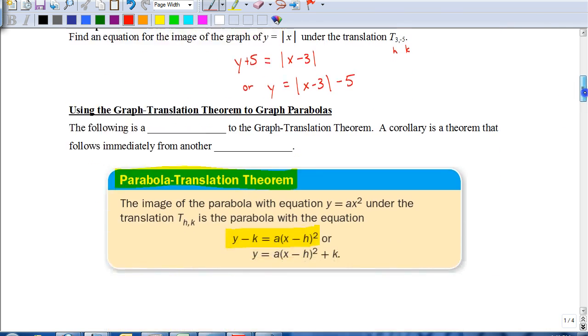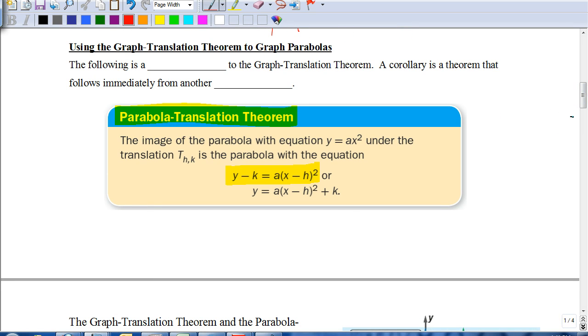Now from that we can apply this also to parabolas. That's what this parabola translation theorem does. Our general form, or our parent function for a parabola is y equals ax squared. All other parabolas are based on that. So, using this graph translation theorem, I would replace y with y minus k. I'm going to replace x with x minus h. So there you go. There's your equation for a parabola. There's a certain form for this.